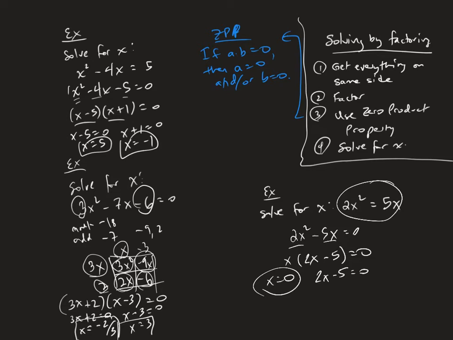x is 0 is one of my answers. x is 5 halves is the other. If you had divided both sides by x at the beginning, you would have lost this solution, x equals 0, and you only would have found 1, so you'd only have half the problem right. So here's the steps again. Get everything on the same side so it equals 0. Factor your result. Use the zero product property by setting each of the factors equal to 0, and then solve for x.